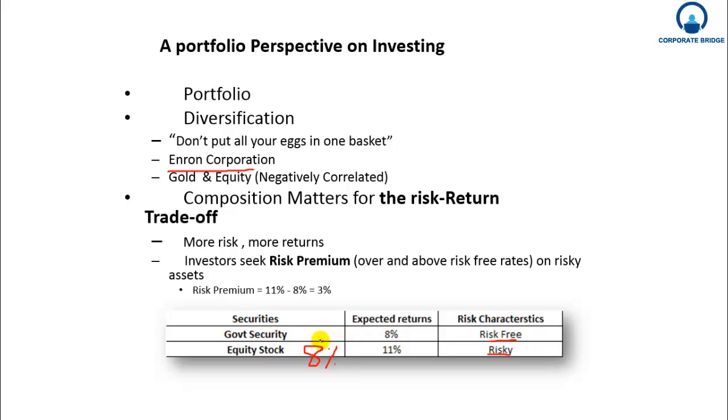But perhaps if equity stocks give you a return of 11%, then you can think about investing in this stock because you are earning higher returns on it. So the extra returns that you get by investing in risky assets, that is, if you invest in equity stock, you are earning a return of 11%, whereas risk-free rate is 8%. So this 3% is called the risk premium. So risk premium is the compensation for investing in any of the risky assets.